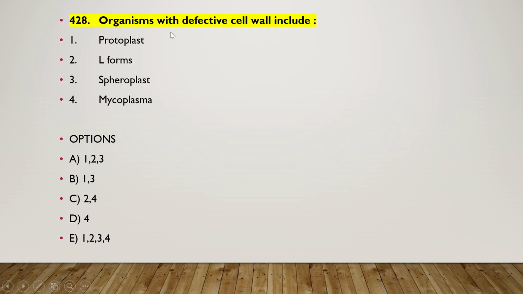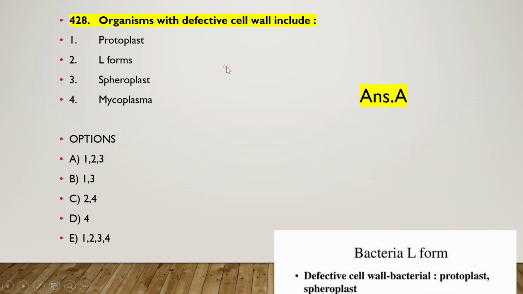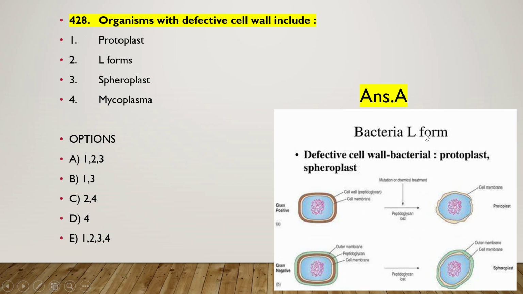So next one is: organisms with defective cell wall include protoplast, L forms, spheroplast, mycoplasma. And the right answer is option A. That is 1, 2 and 3 is the right answer. And here we will see the bacterial L form. L form means they lack the cell wall. Two types of L forms are present, that is protoplast and spheroplast. If gram positive organisms lack the cell wall, then it will be called protoplast, and if gram negative organisms lack the cell wall, then it will be called spheroplast.